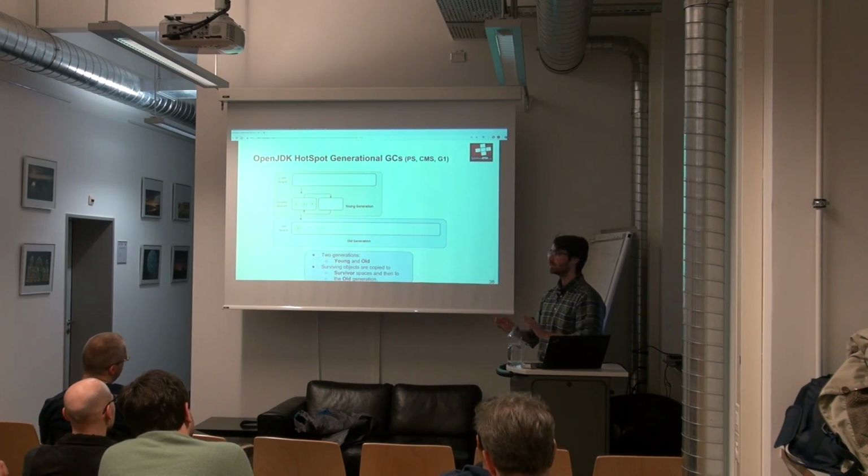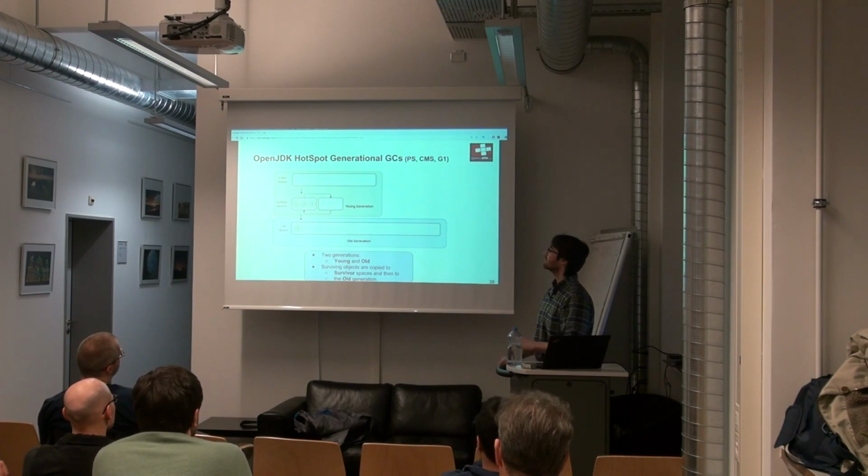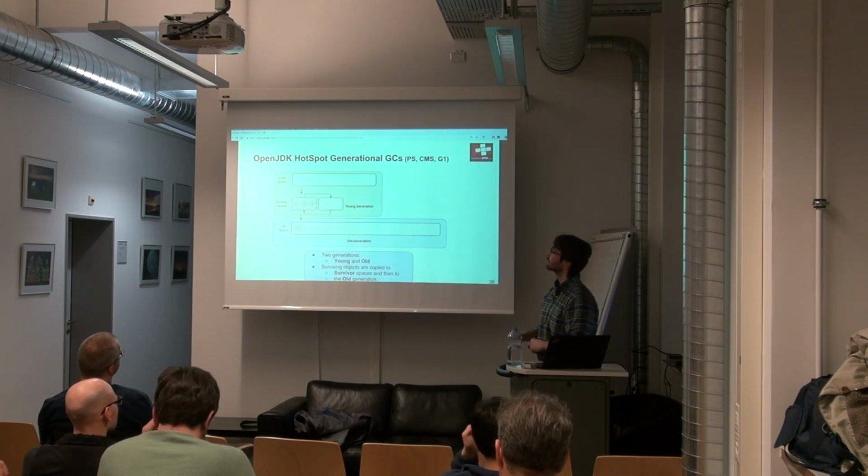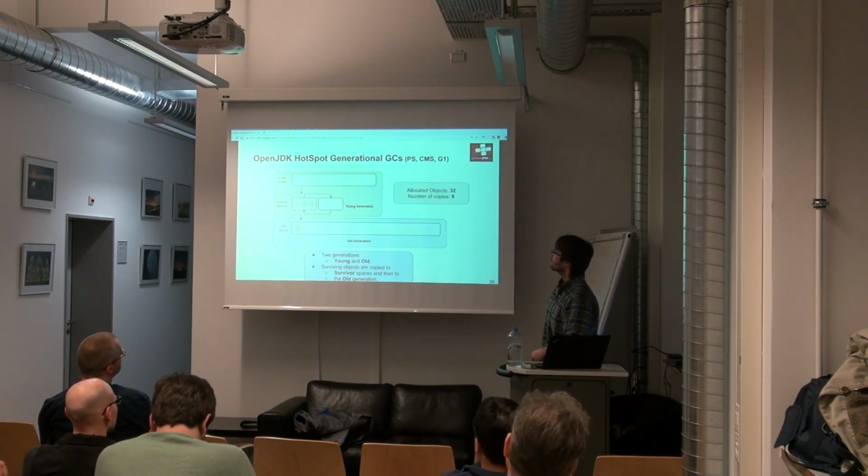This is the simplest version of GC. Obviously there are a lot of techniques behind this, but this is the basic nature of generational GCs. There are other GCs in OpenJDK that I think are not generational, but G1 is the default and currently uses two generations as well. So basically we allocated 32 objects and did 9 copies of objects.